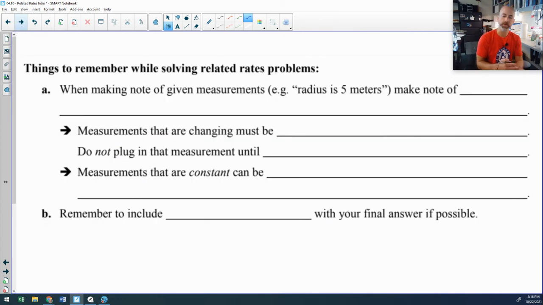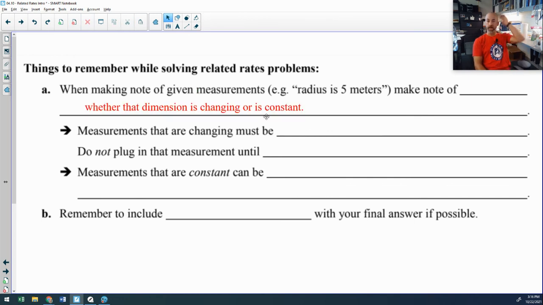So when it comes to related rates problems, some things to make note of, some things to remember as you are pulling information out of the paragraph. So first, when making note of your given measurements, in the previous problem we knew that the radius was 5. Make note of whether that dimension is changing or if it is constant. You want to make note of whether things are changing or if they are constant.